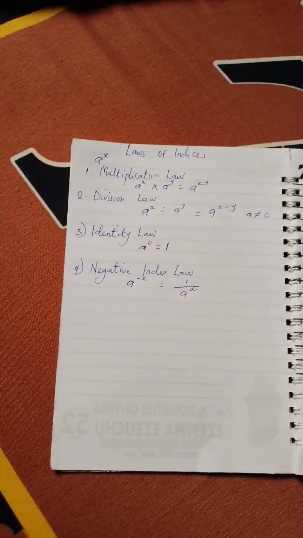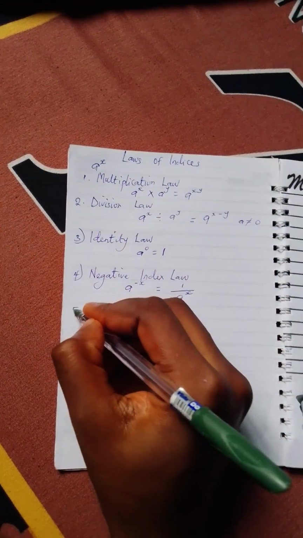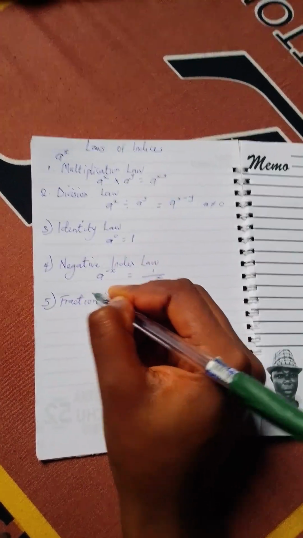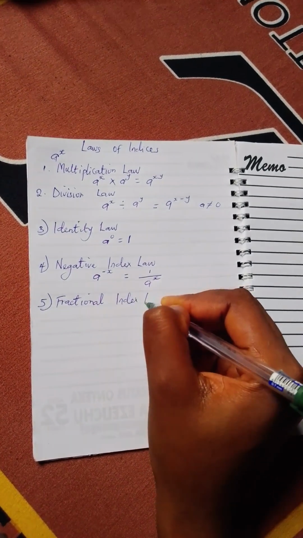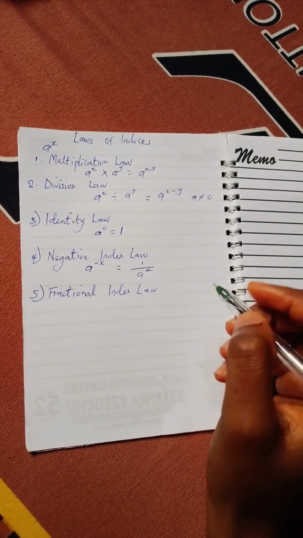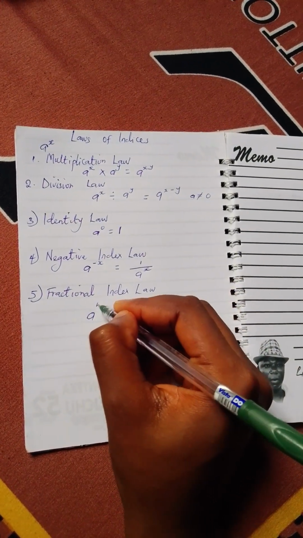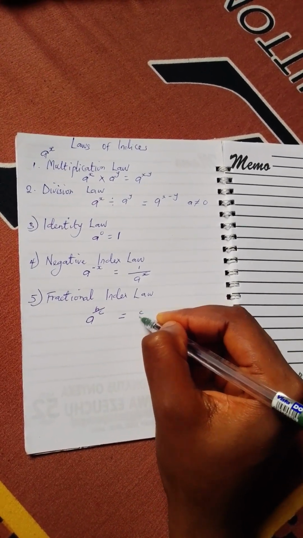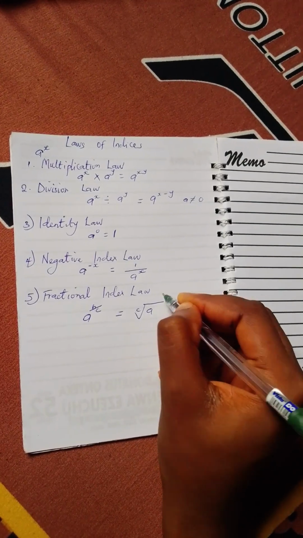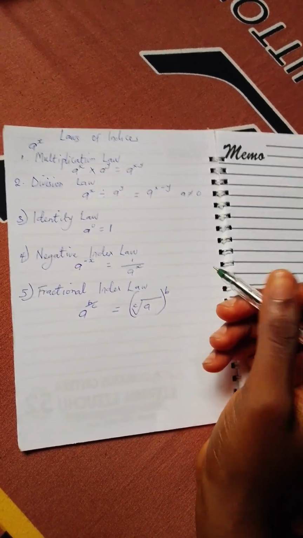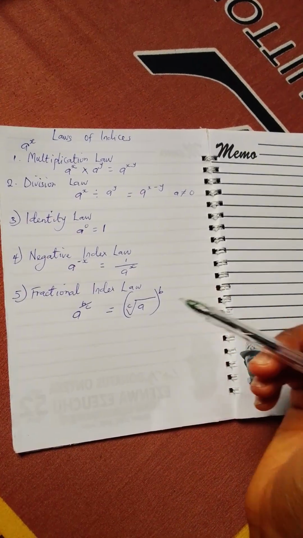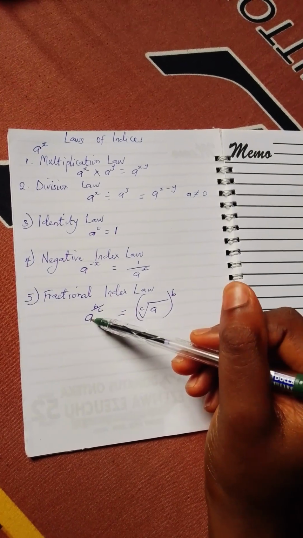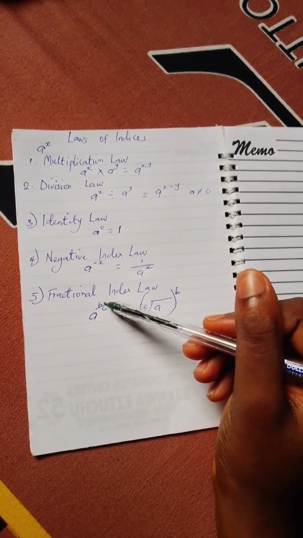Now, the next one that we have is the fractional index law. Fractional index law simply states that a raised to power b divided by c is the same thing as c root a raised to power b. So when you have something like this, all you have to find is the c root of a, and then you raise it to the power of b.